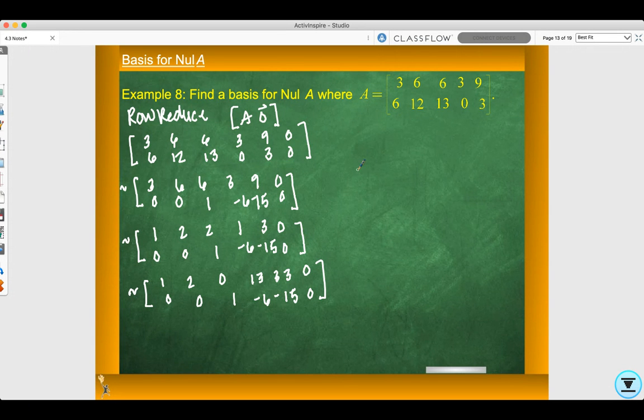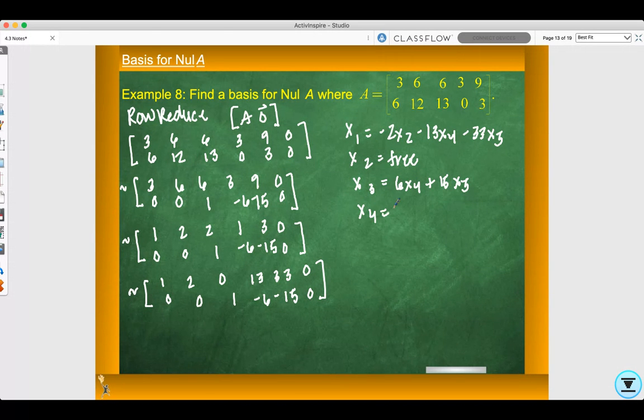So with this, I would have x1 equaling negative 2x2 minus 13x4 minus 33x5. x2 is a free variable. x3 would equal 6x4 plus 15x5. x4 is free, and x5 is free.